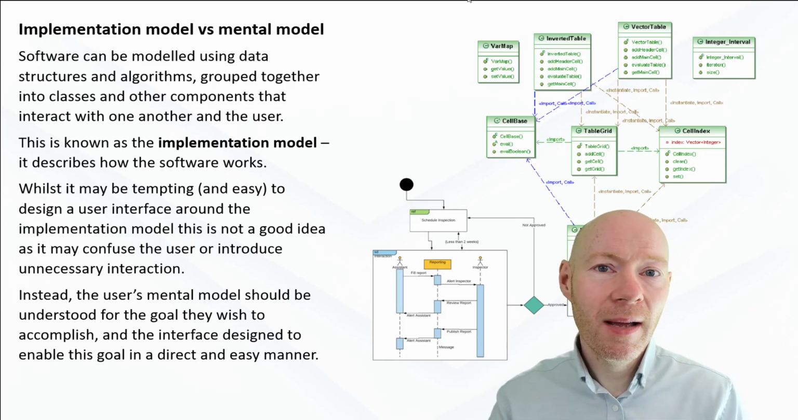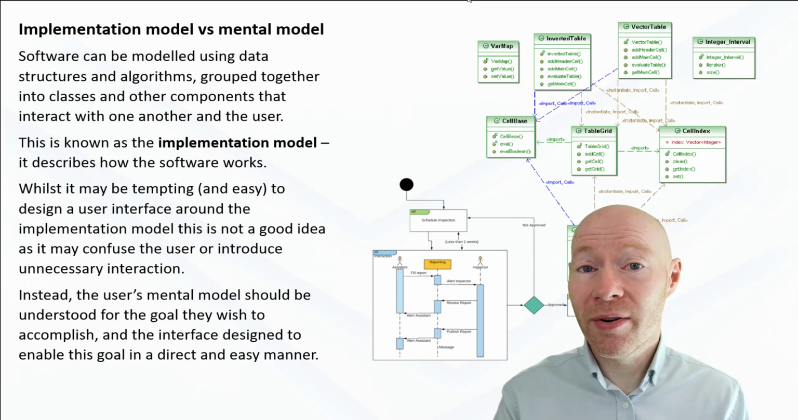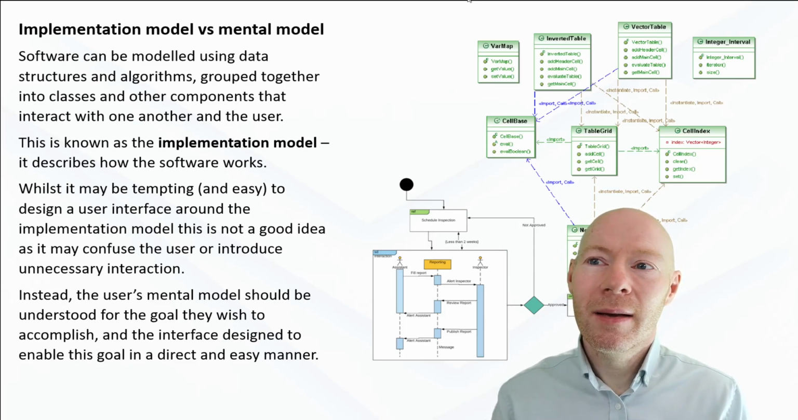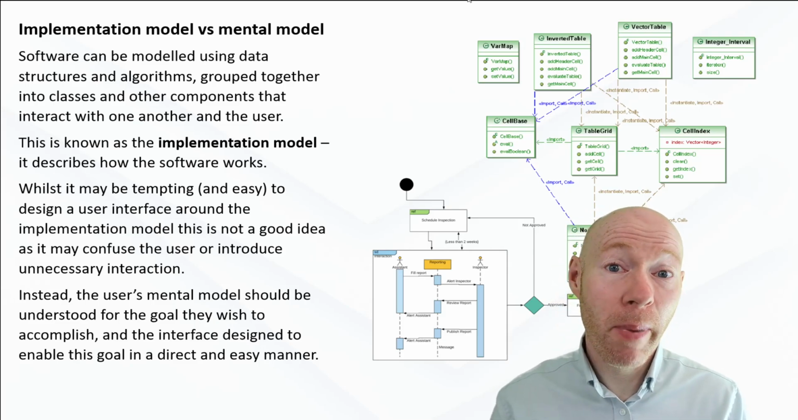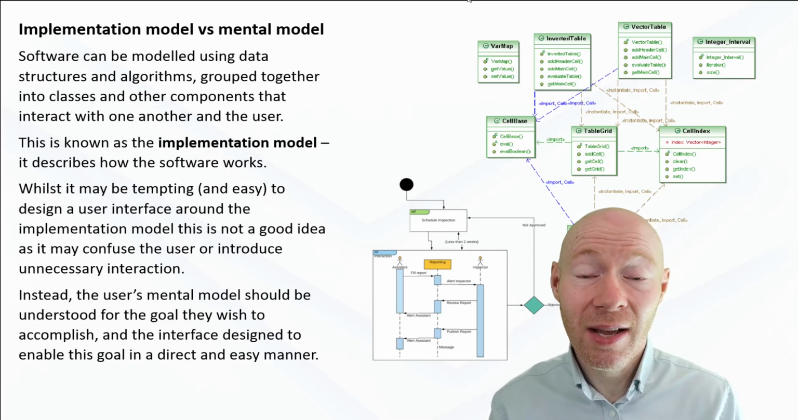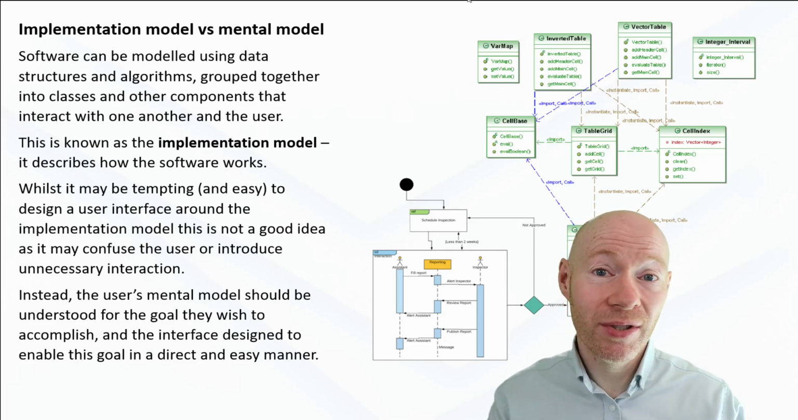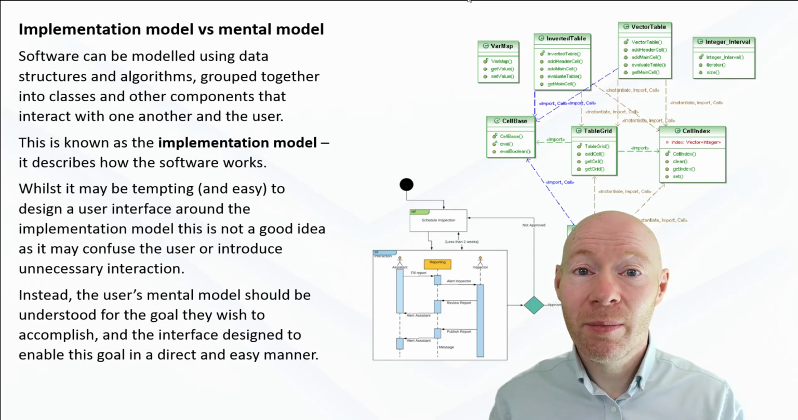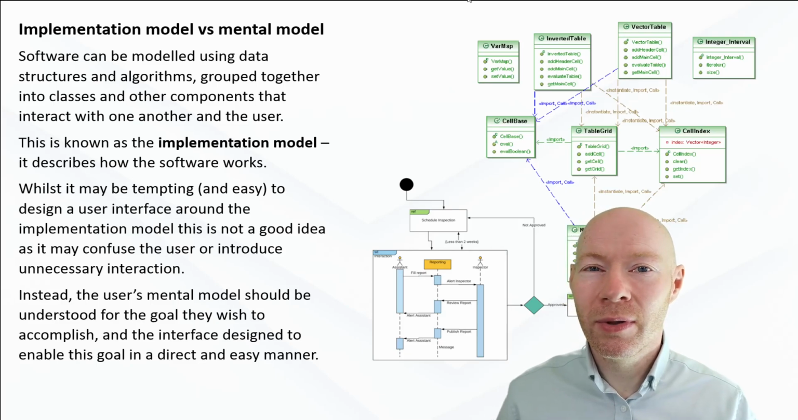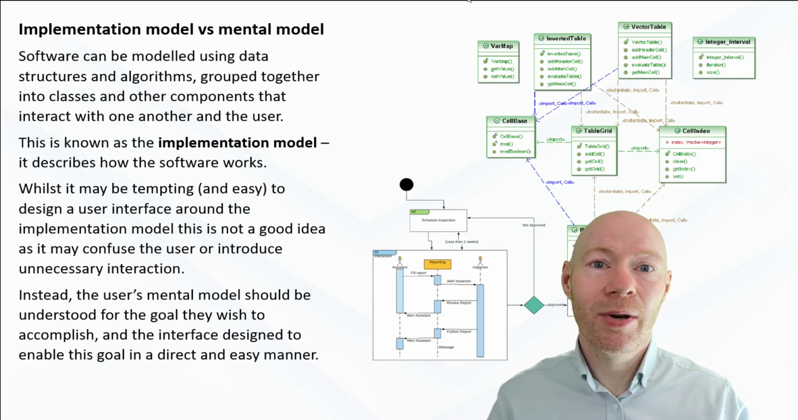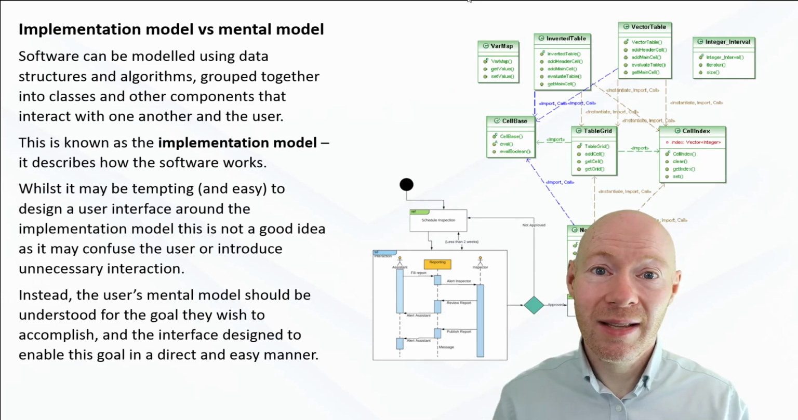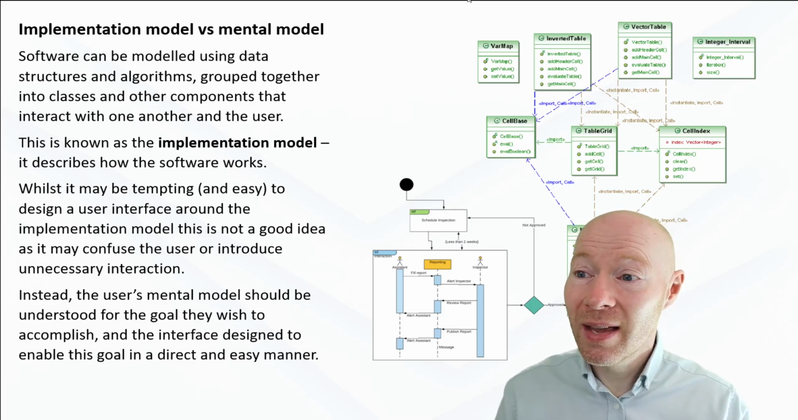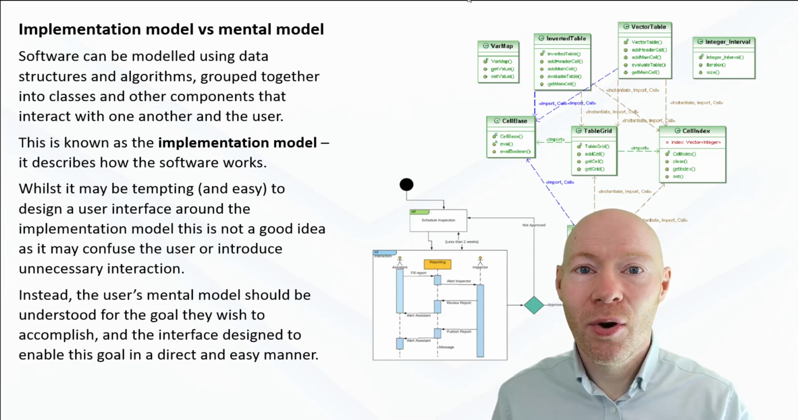If we're thinking about software and how we create it, well, we typically use algorithms, we'll use data, we can package those up into classes. There may be other components that talk to one another. And from the developer's point of view, that's how they think about how they represent their particular piece of software. That's the implementation model. It describes how the software works.